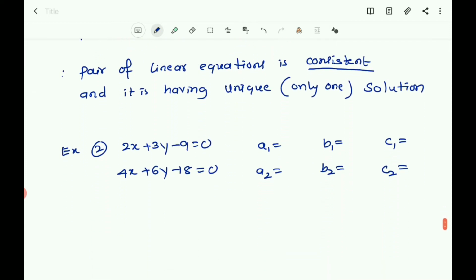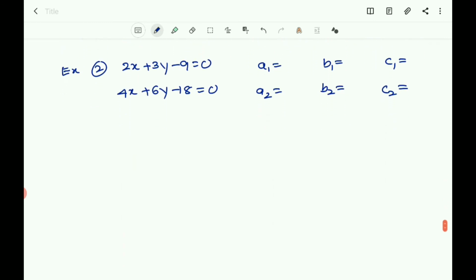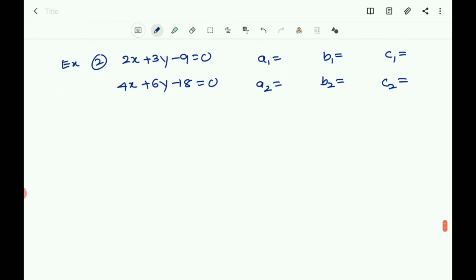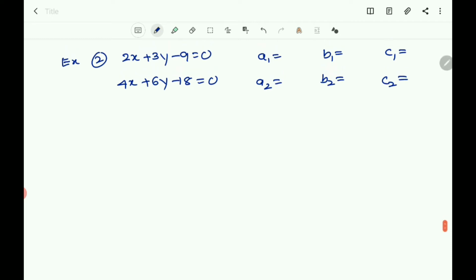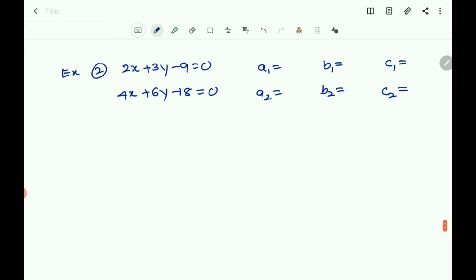Next, let us take the second example. That is 2x plus 3y minus 9 is equal to 0. And you find here a1 is 2, b1 is 3, and c1 is minus 9. And a2 is 4, b2 is 6, and c2 is minus 18.